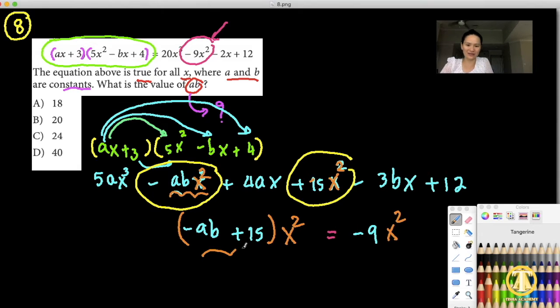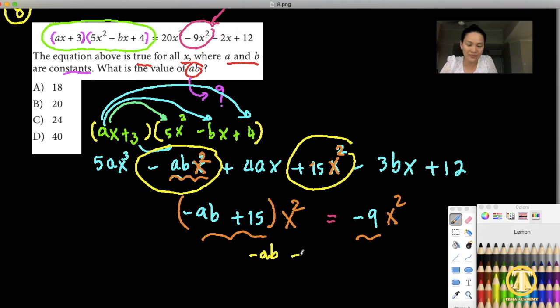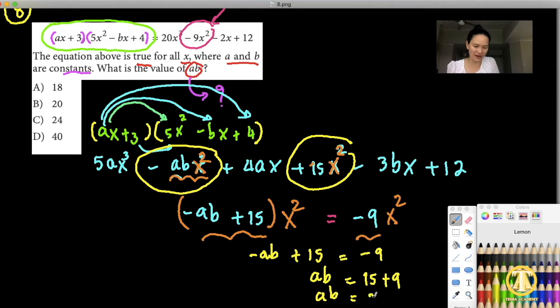Basically, what does it mean? It means that negative ab plus 15 equals negative 9. I put ab on another side, and for 15, I put negative 9 on another side. Plus 9. That's it. So your ab equals 15 plus 9, which is 24. And this one is our answer. Okay, I flipped the equation quite quickly anyway. So your answer is C, 24.